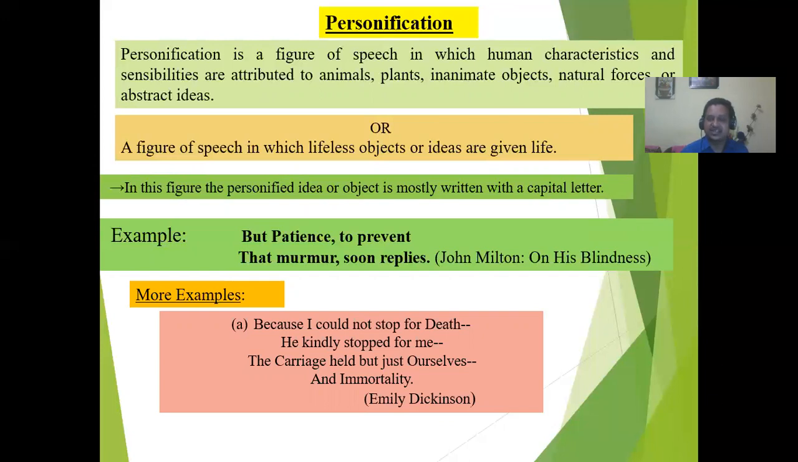Death has a pronoun here, he. Death has kindly stopped for the writer. Death actually has come to the house of the writer, and death wants to take the writer with him. So here the word death is personified. Death has been given human sensibilities, human characteristics, life. So death is personified. And look at the word death, actually D is capitalized here.